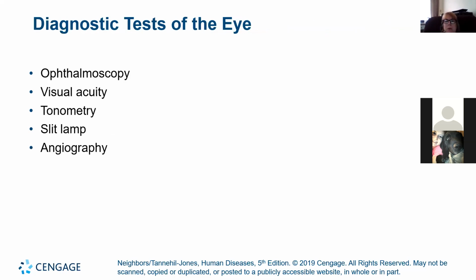Okay, so how do we diagnose eye disorders? They can use ophthalmoscopy. They can do the visual acuity test. That is where you look at the letters in the distance and see what's going on. They can use tonometry to measure pressure in the eye. They can use slit lamps to see if the eye is responding to dilation. And they can even do angiography on the little tiny vessels in the eye.